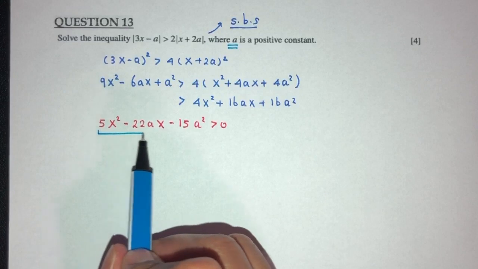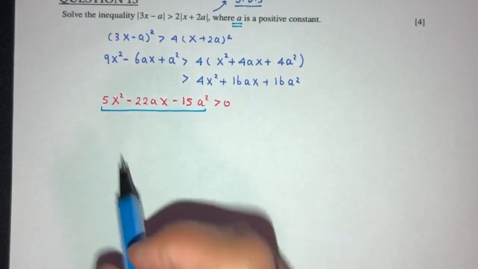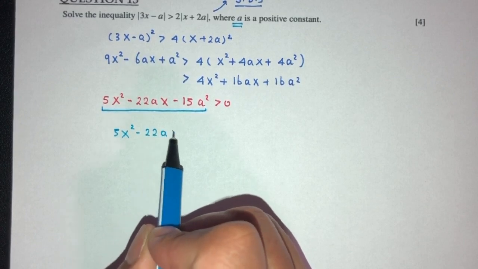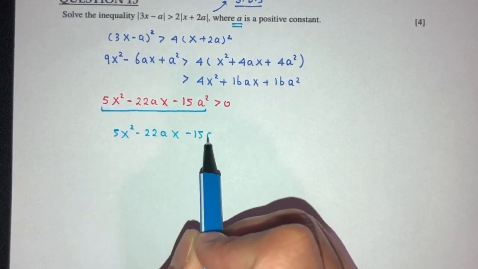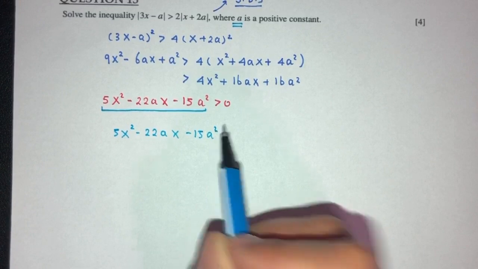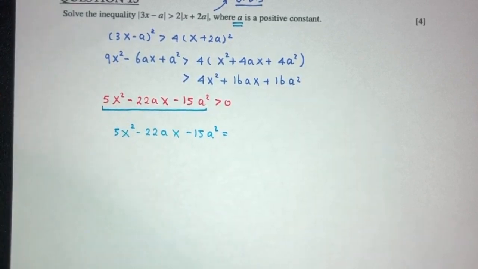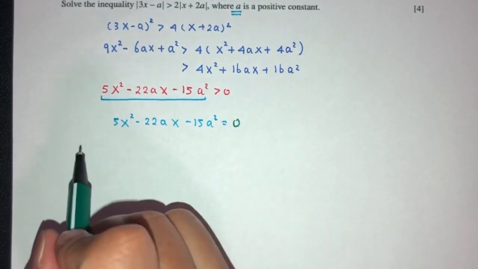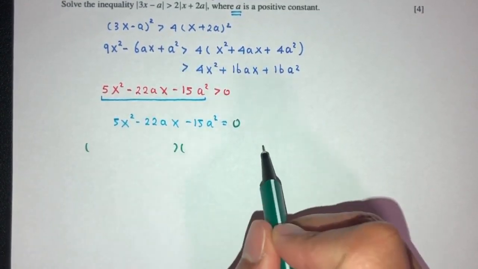We take this one, it is a quadratic equation, we equate that to 0 to find the critical values of your equation. Now in this case, obviously we cannot use the formula. We have to know how to use factorization in this case. Now step by step, we have two brackets.